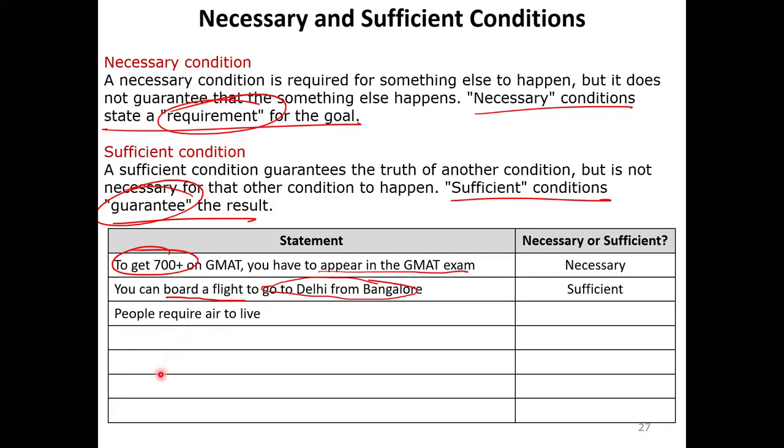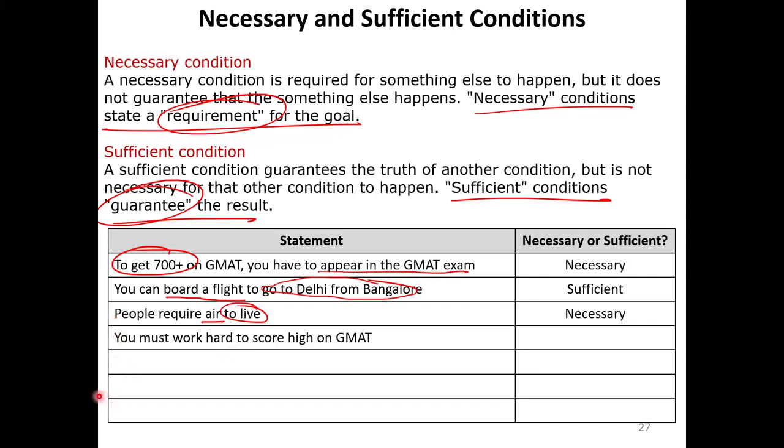Okay. People require air to live. Now tell me, is the requirement of air a necessary or a sufficient condition to achieve this goal? Well, that's a necessary condition. Why necessary? Because air is a requirement to live. Why is it not sufficient? Because air alone does not guarantee that you live. You obviously need food, water, and so on.